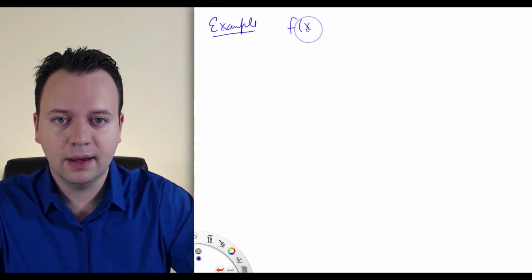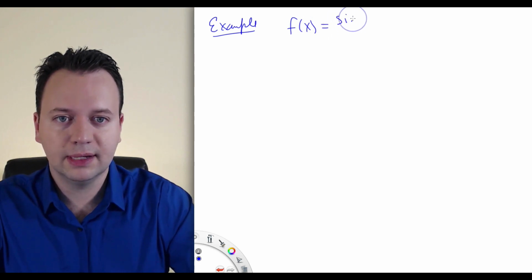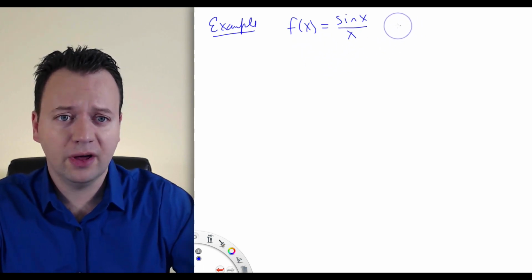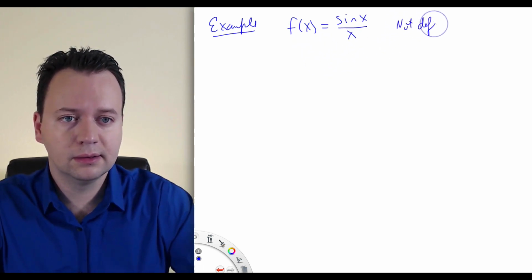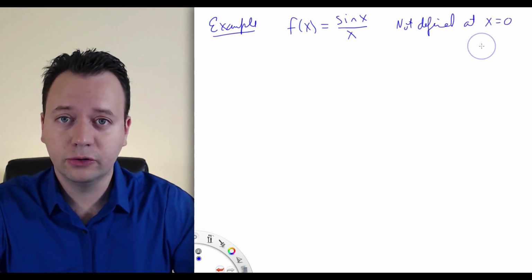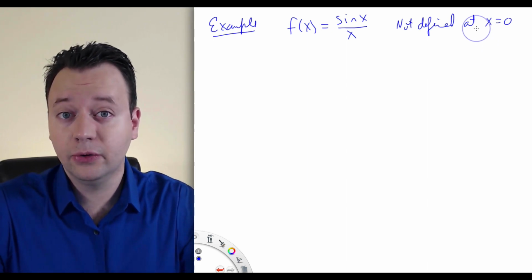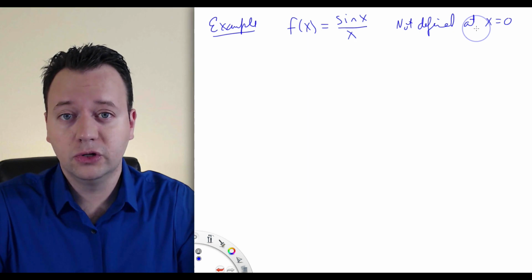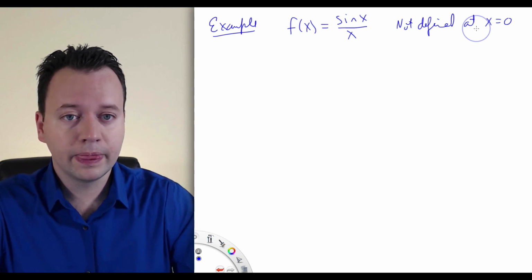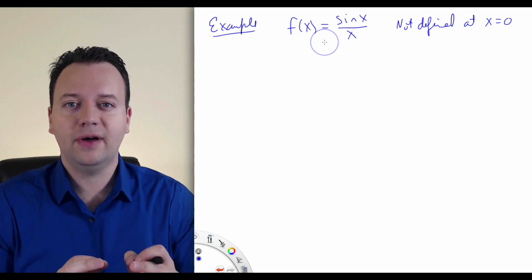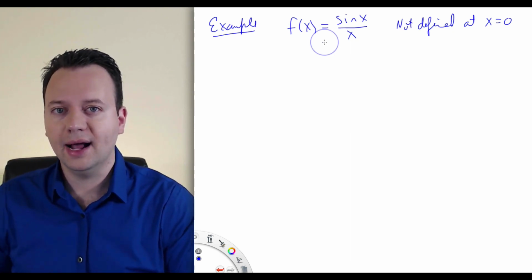So this one, f of x is equal to sine of x divided by x. And note that this is not defined at x is equal to 0. Because if you were to attempt to plug in the value x is equal to 0, you would get 0 divided by 0, which is not a number. And so in this example, we just want to look at what's happening as the x values are getting closer and closer to the point x is equal to 0.